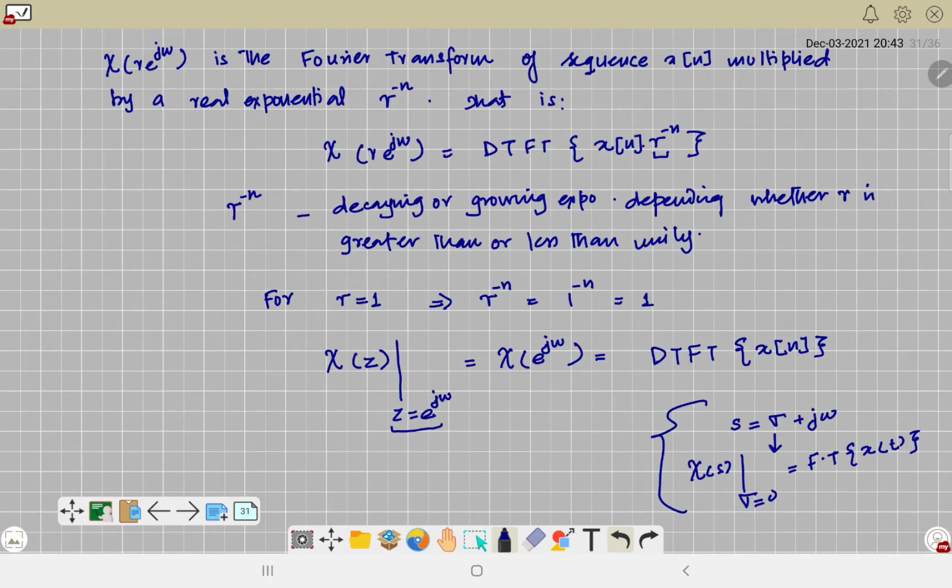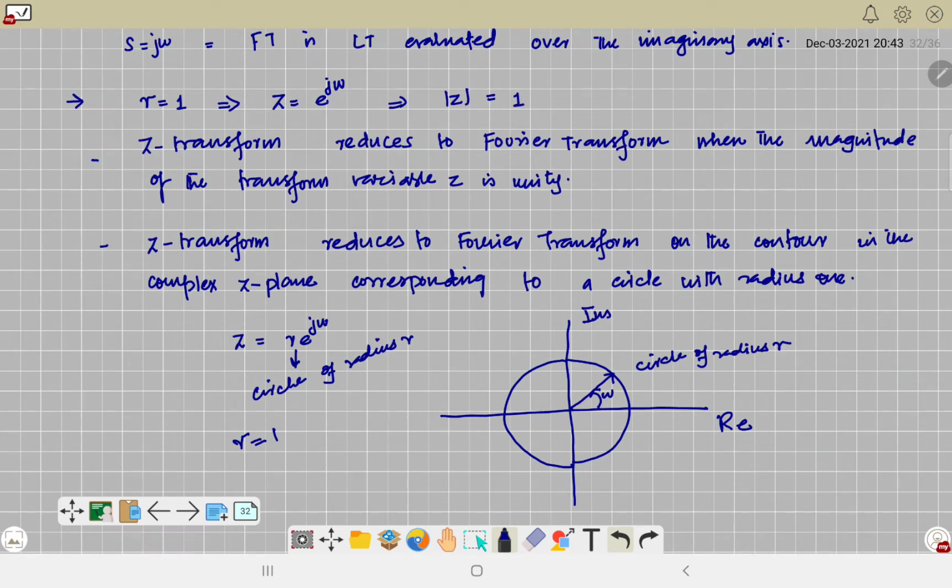Okay, so just like in the Laplace transform you had the s plane, where you plotted sigma against j omega, here we use polar coordinates in the z transform. We have the form r e raised to j omega, so we represent this complex variable in polar form in terms of a circle. Now for the typical case when r is equal to 1, it means the z transform reduces to the Fourier transform, where the magnitude of the transform variable z is unity, and in terms of region of convergence, the z transform reduces to the Fourier transform on the contour in the complex z plane corresponding to a circle with radius 1.